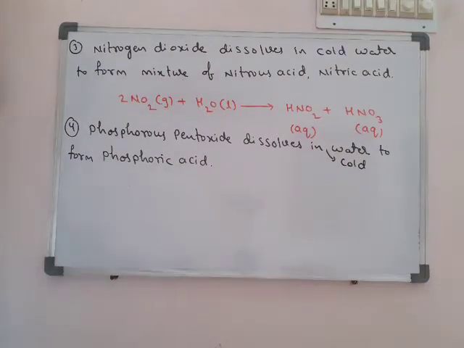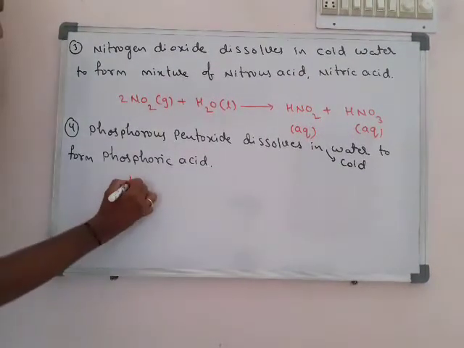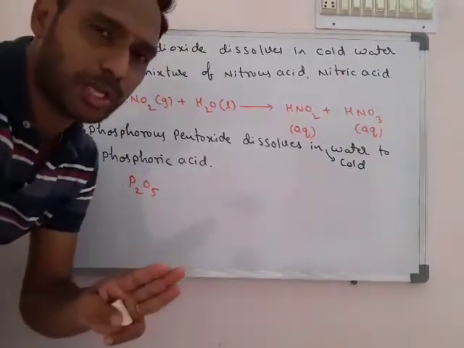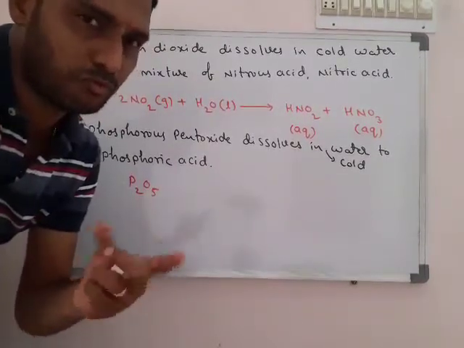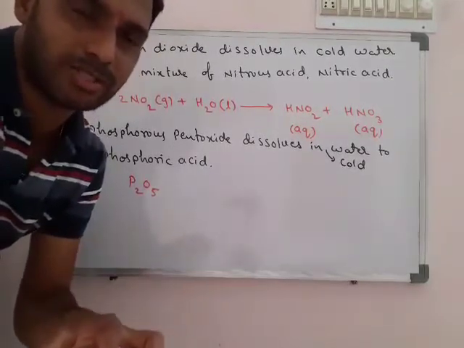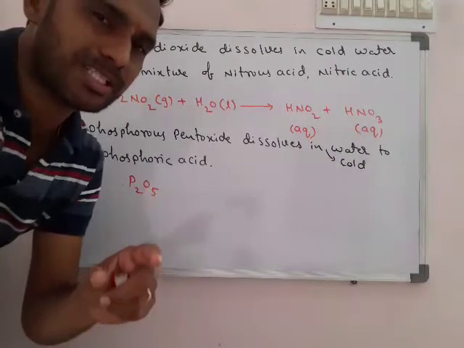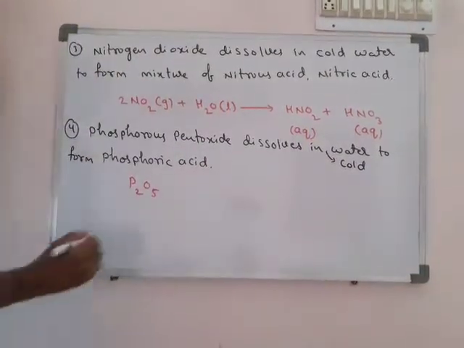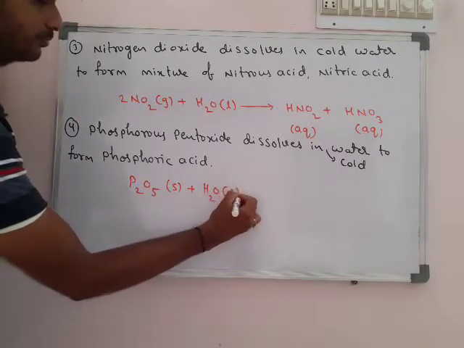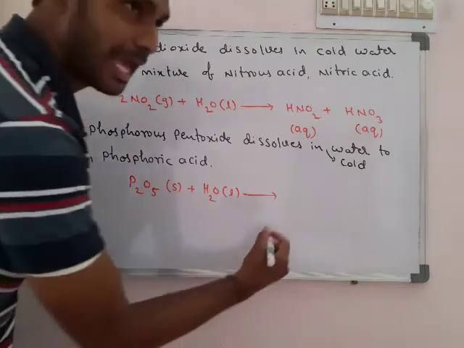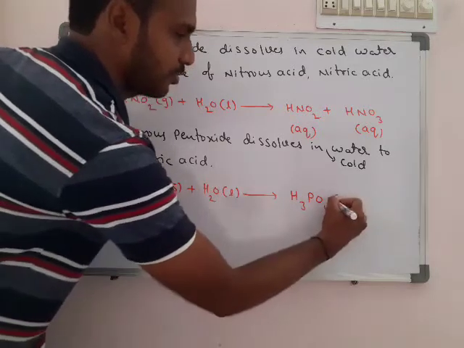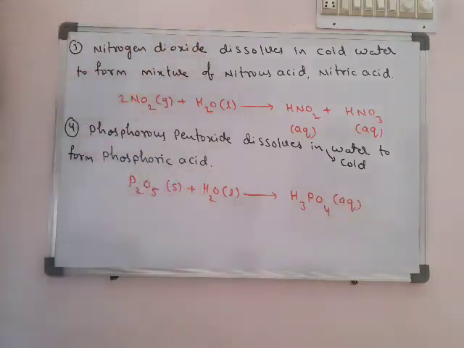Okay, so see the reaction. Phosphorus actually has two types of oxides, P2O3 and P2O5: phosphorus trioxide and phosphorus pentoxide. We have the reaction of phosphorus pentoxide. It's a solid. When it reacts with cold water, it forms phosphoric acid. What is phosphoric acid? That is H3PO4. So phosphoric acid is formed.